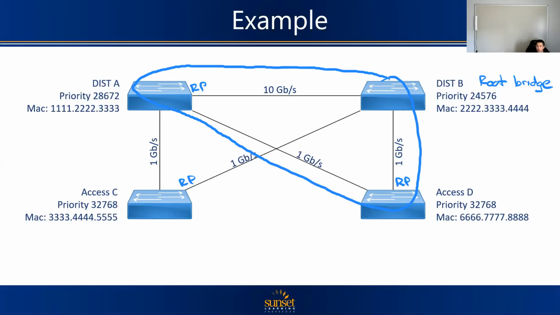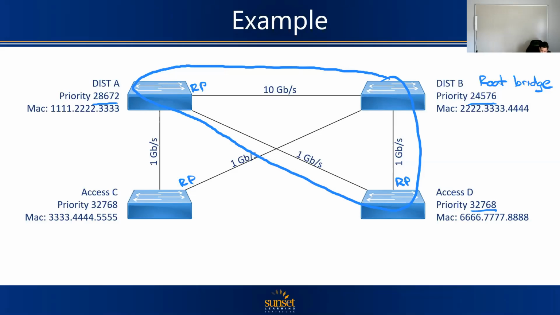It's probably going to be your access level D switch, right? Notice his priority is highest. It is 32,768 at this point in time. Then you have 28,672. Then you got 24,576. So because the priority on access D is the worst out of the bunch, because it's the highest number, that means that this switch will have a blocking port on this particular topology.